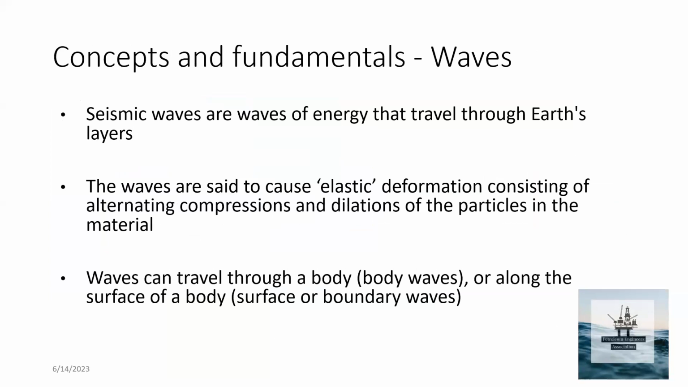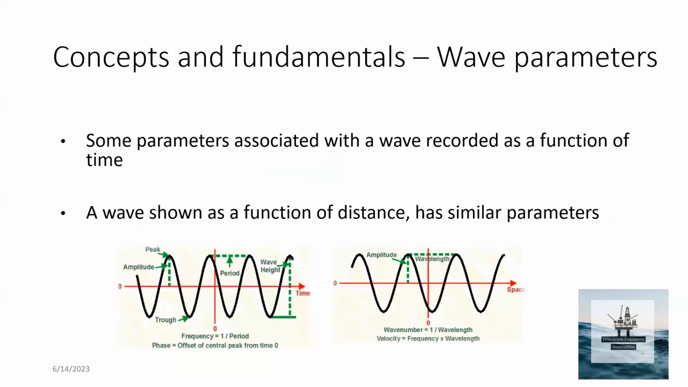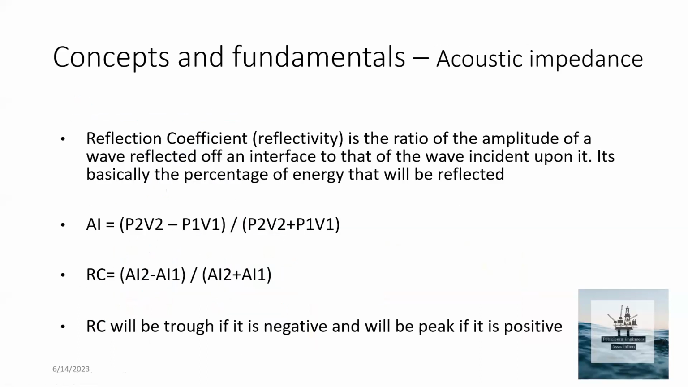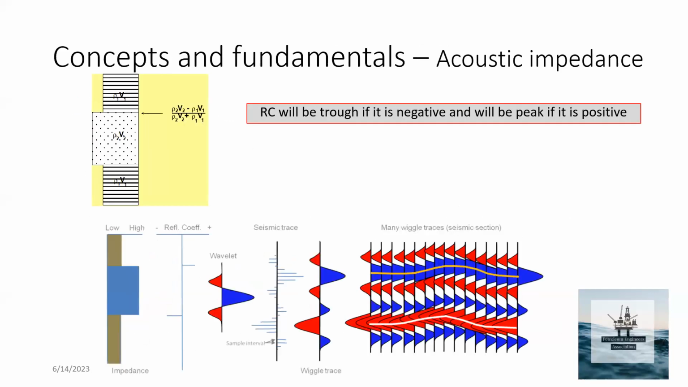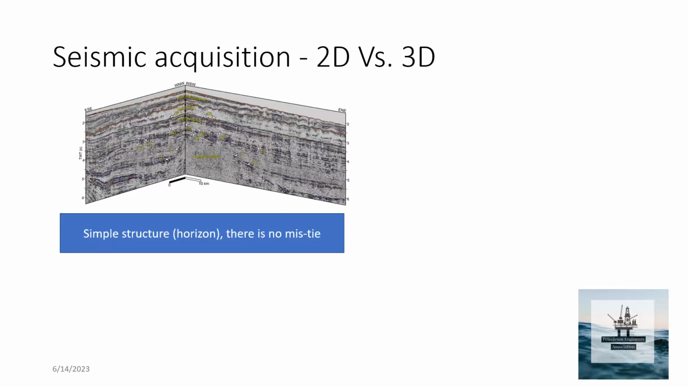Then we talked about some definitions like wavefront, ray path, and wave parameters like peak, trough, amplitude. Then we talked about the reflection coefficient, and why we usually have a trough or peak on the wave. We explained the equation of the acoustic impedance reflection coefficient. Then we turned to seismic acquisition, the differences between 2D and 3D, the advantages of each one of them, the 3D layout and 2D layout. Also, we explained through a video what the fold is, the definition of fold, and the stack power.